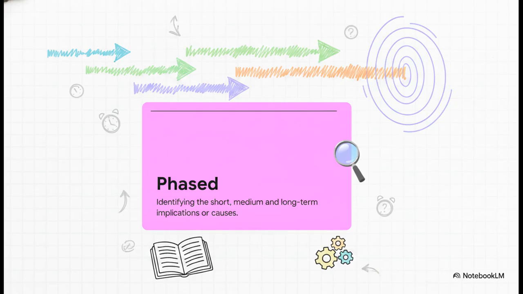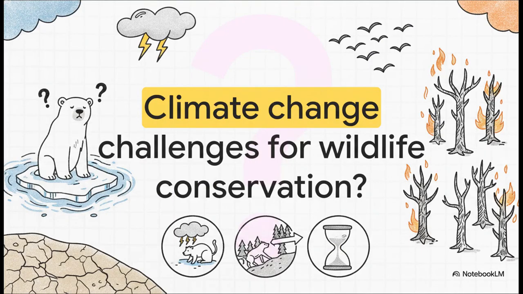Alternatively, we've got the phased structure, which is a brilliant little hybrid tool. It divides a topic into its short, medium, and long-term implications or causes. It's kind of a mix of chronology and thematic sorting, focusing specifically on the ripple effects of an issue over time. You definitely want to deploy this phased essay structure when you're facing a forward-looking prompt. For example, what challenges does climate change pose for wildlife conservation?